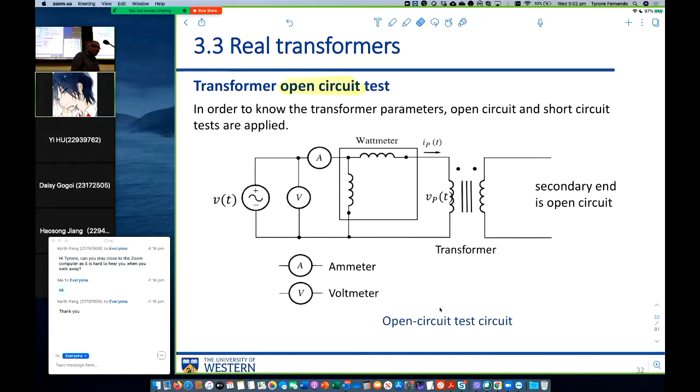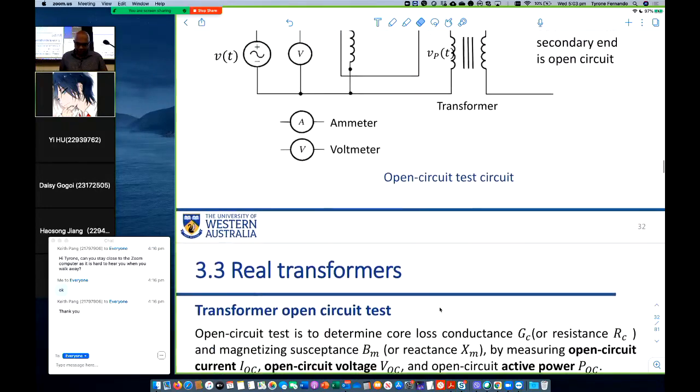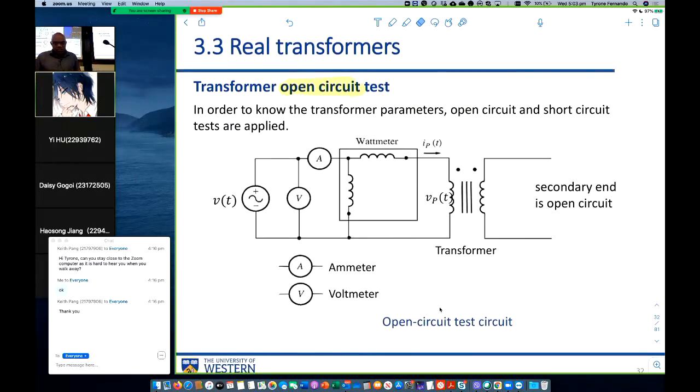The open circuit test will tell us the parameters on the shunt branch, and the short circuit test will tell us the parameters on the series branch, right? And you will understand why. So for the open circuit test, we obviously open circuit the secondary side of the transformer, so we don't connect any load. The secondary terminal is an open circuit.